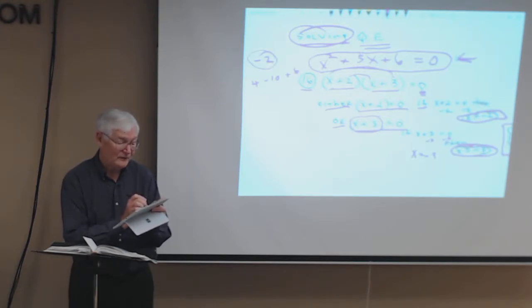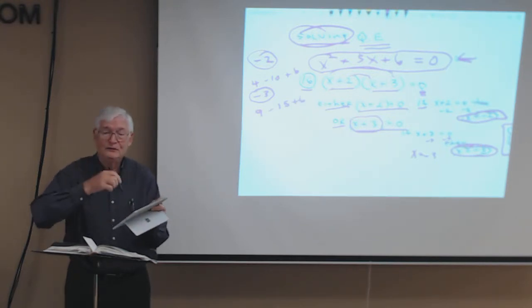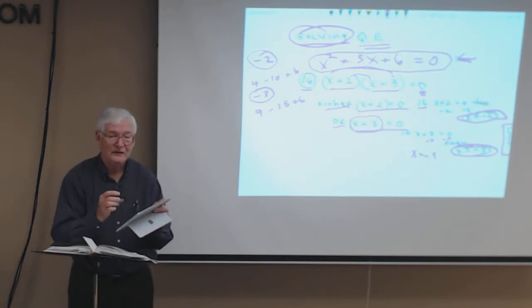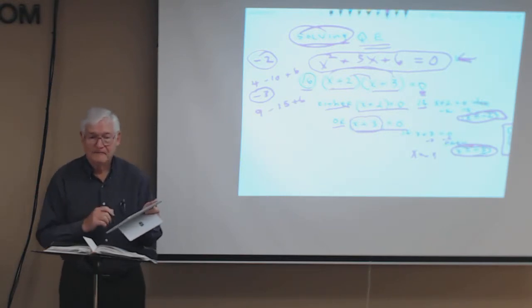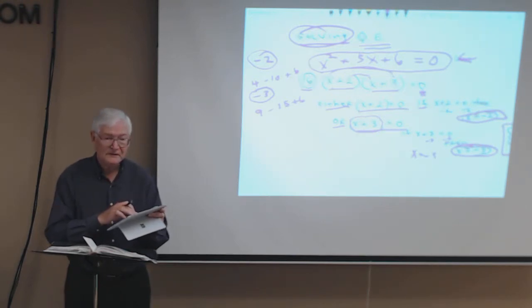Let's put negative 3 in there. Is that the other one? Let's see if it works. Negative 3 squared is 9 plus minus 15 plus 6. Sure enough, that zeroes out too. You follow what I'm doing? I'm putting my solutions back in the original equation to see if they work. Any questions?